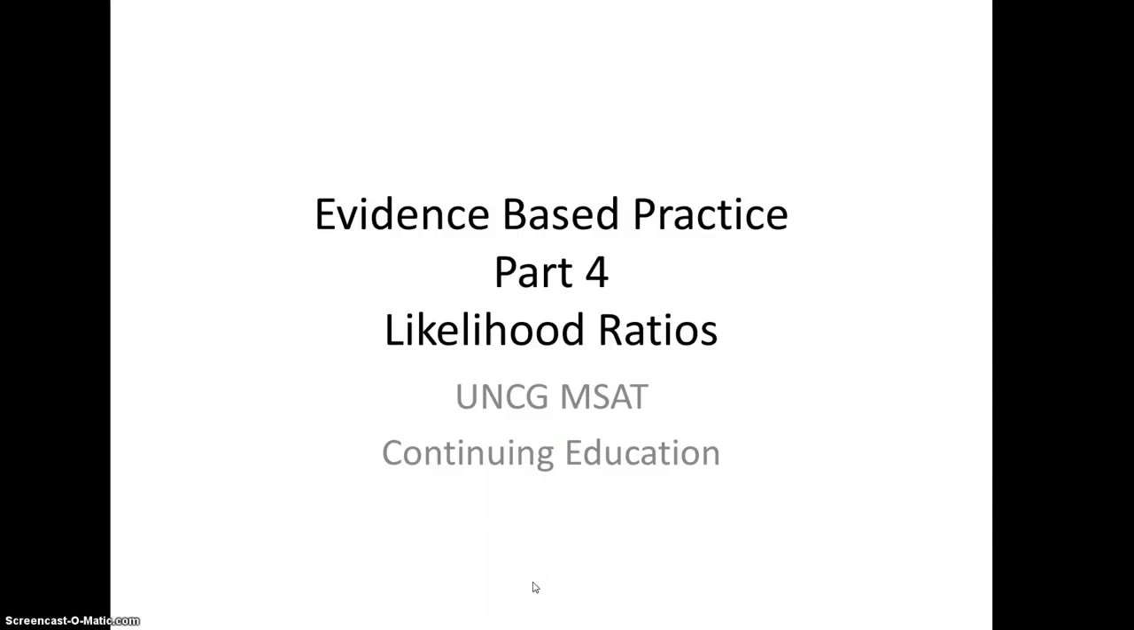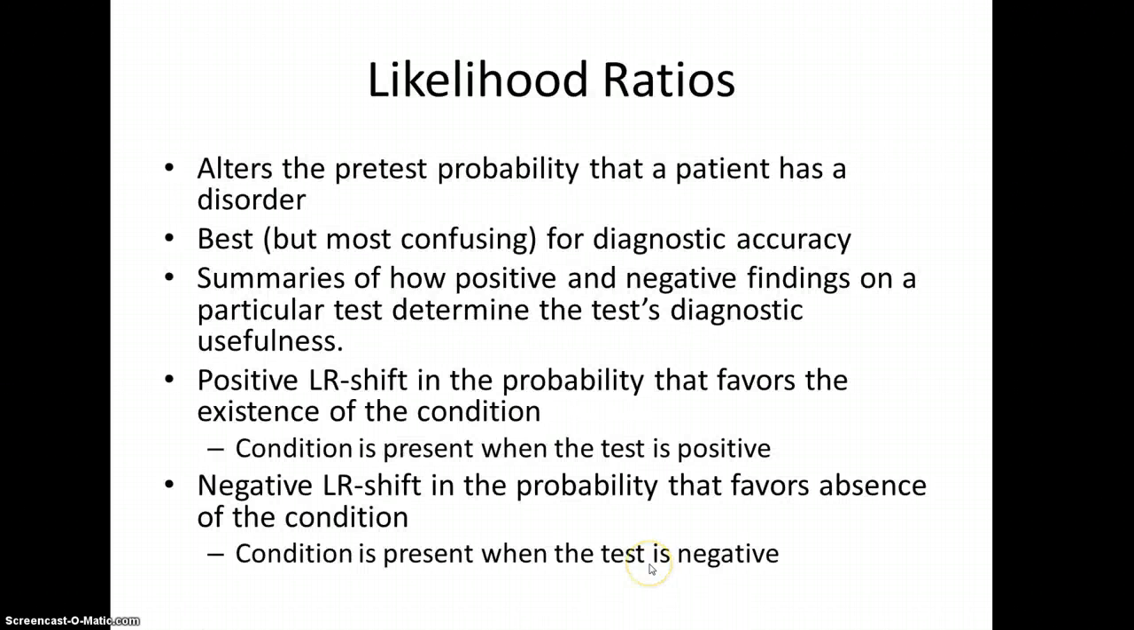Let's begin. In Part 3, you learned about sensitivity and specificity. Those are probably the two most common statistical analyses that students are taught and will see in the evidence in the literature. Likelihood ratios, however, are actually better for diagnostic accuracy. However, they are much more confusing. What we teach our students at UNCG is not so much the calculation of likelihood ratios, but what they really mean when they see them reported in the literature.